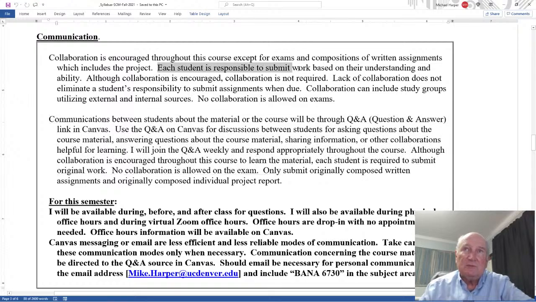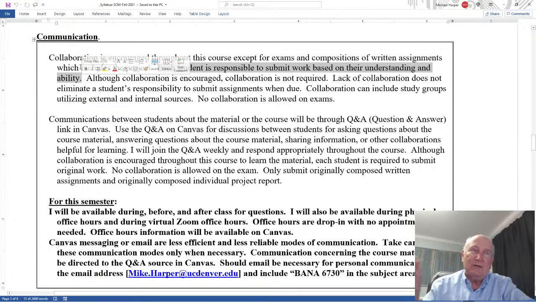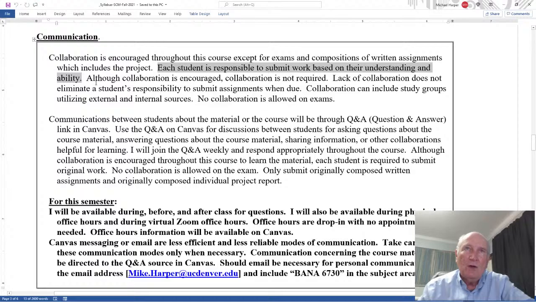Each student is responsible to submit work based on their understanding and ability. In other words, don't submit what someone else says; understand it, and then submit what you understand. Although collaboration is encouraged, it is not required. Lack of collaboration does not eliminate a student's responsibility to submit work when due.